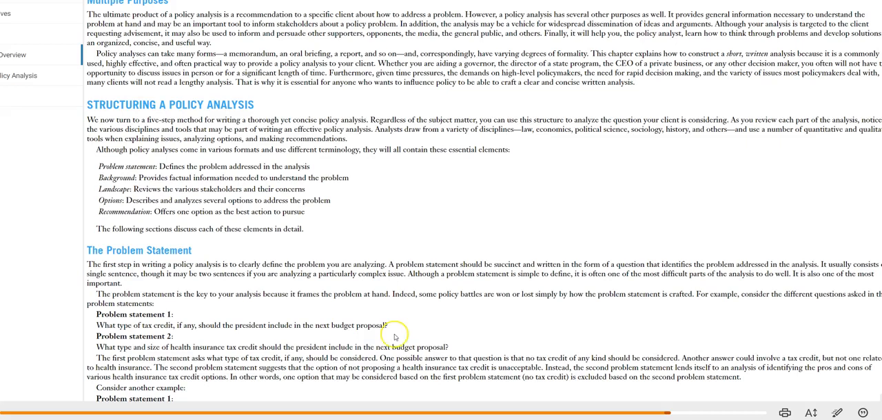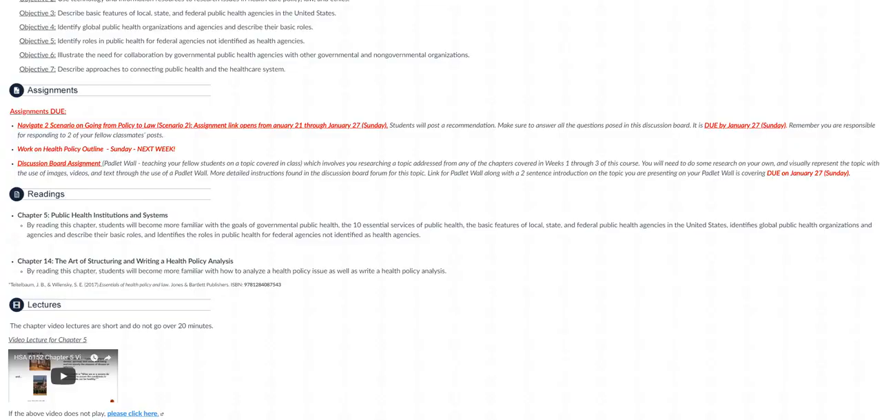And then you need to include different options to try to address the problem. And then last, your recommendation, and then your conclusion. Okay? Now, in Chapter 4, it goes into more detail regarding these different elements, but I did briefly want to touch on it and make sure that you are clear on including them and addressing them regarding your health policy topic in your outline.